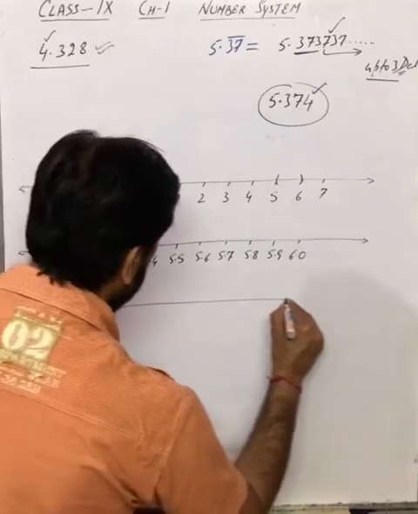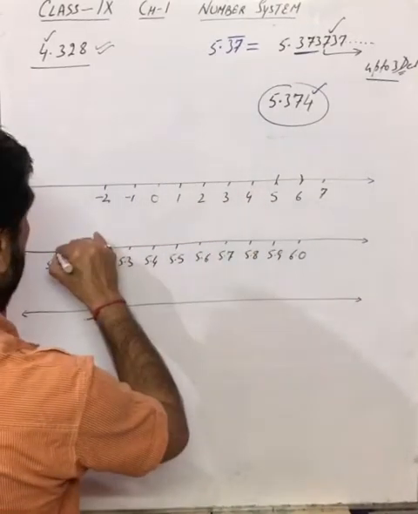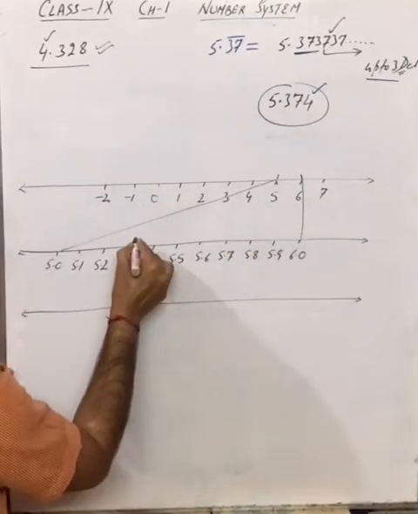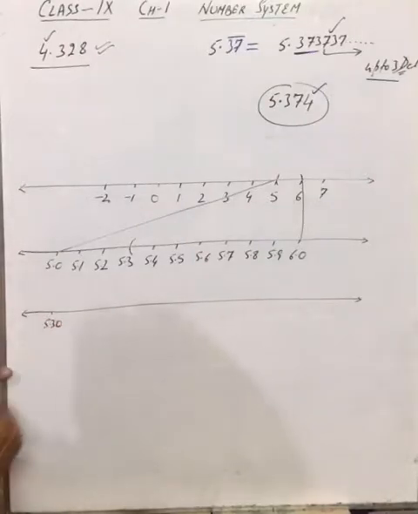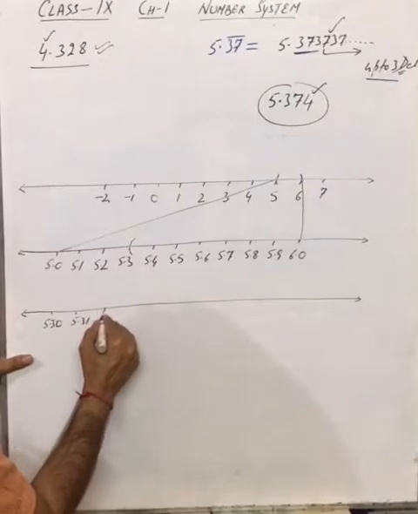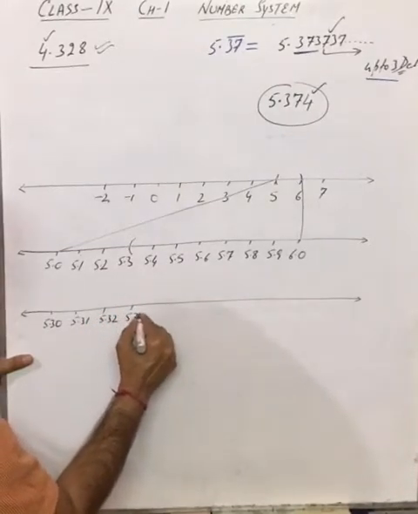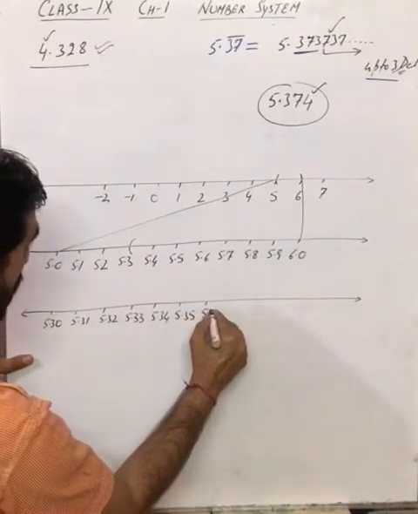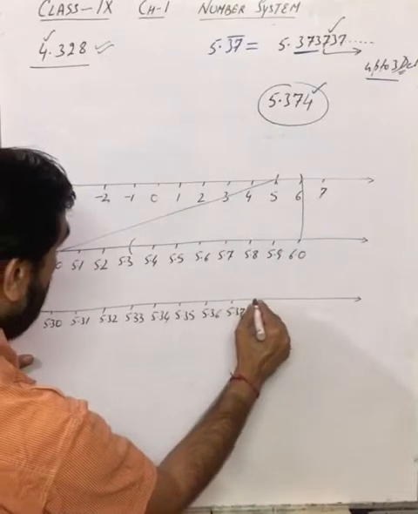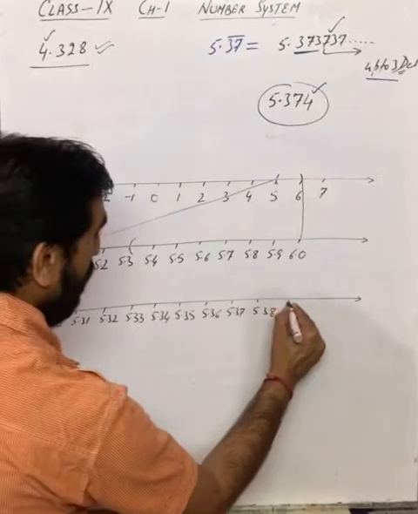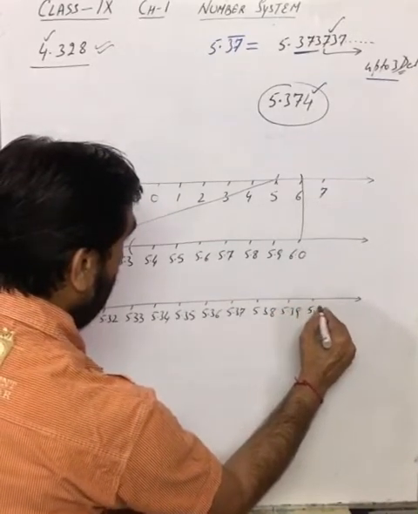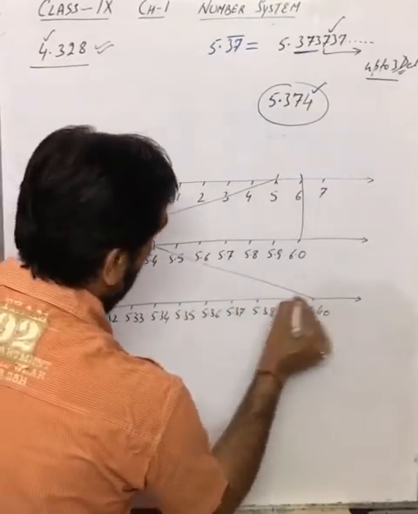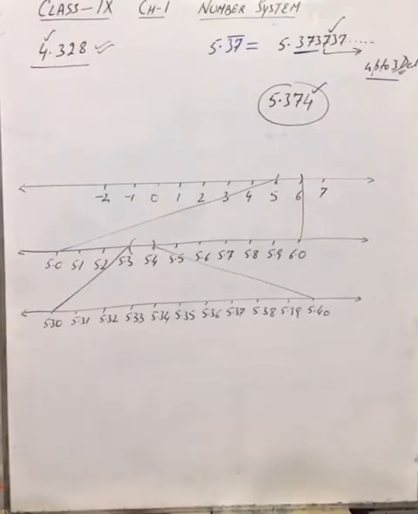Now draw next number line. This number line starting from 5, to isko 5 ke sath join kar dete hain and ending at 6.0. Now the number is 5.3, that means the number line will start from here. 5.30. Next will be 5.31, 5.32, 5.33, 5.34, 5.35, 5.36, 5.37, 5.38, 5.39, and last one will be 5.40, and at this point. Let's join this 5.3 and 5.4. I hope you are getting it. If possible, draw along with me. It will be very much clear to you.